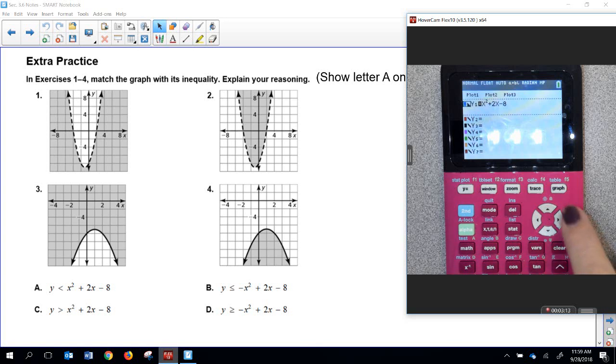So now, when I hit graph, watch, let's do a zoom 6. Look what it does for me. See how it's graphing the parabola and everything underneath it? Are you able to get that to happen on your calculator? If not, I can help you afterwards. Some of the older calculators work a little differently. So which one does that match up with? Numbers 1, 2, 3, or 4? Number 1. So number 1 has to be letter A.